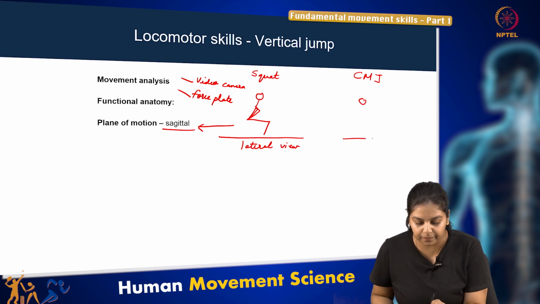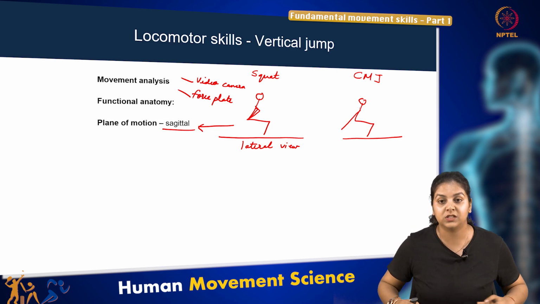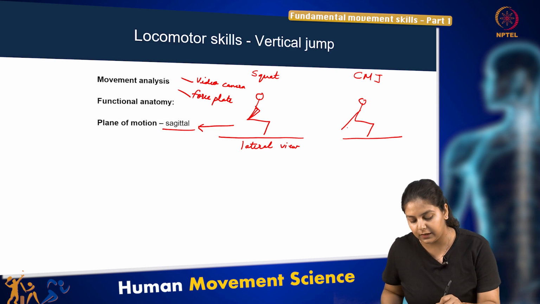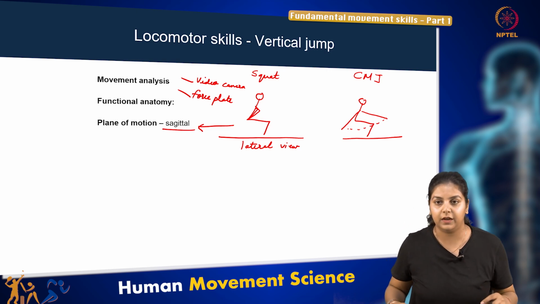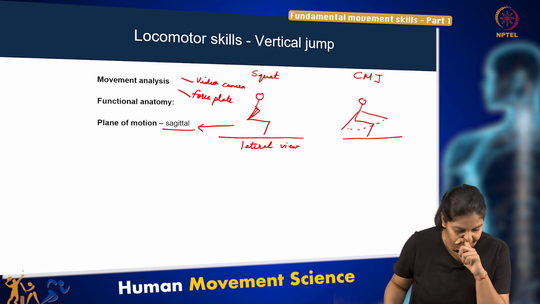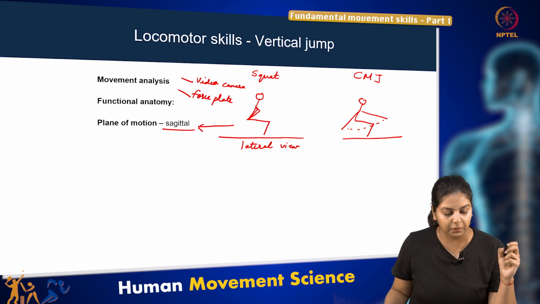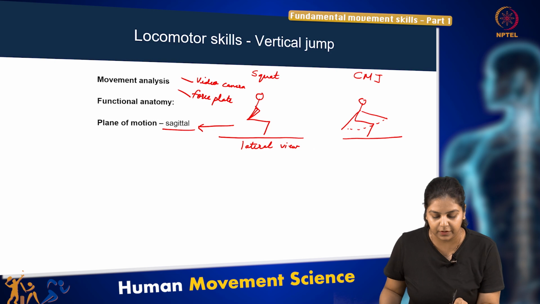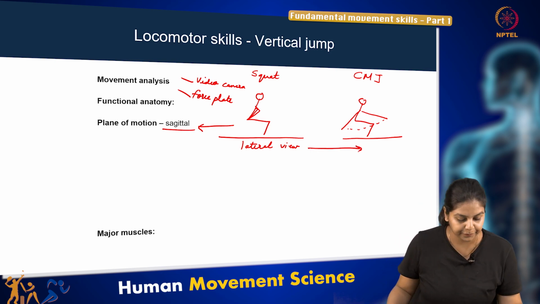Whereas for a counter movement jump, let me just see if I can probably have these there. So just imagine that you're starting the arm swing and then this arm swings forward. So that's the major difference between the two. So both of them are in the sagittal plane. Both of them, we're looking at the lateral view.